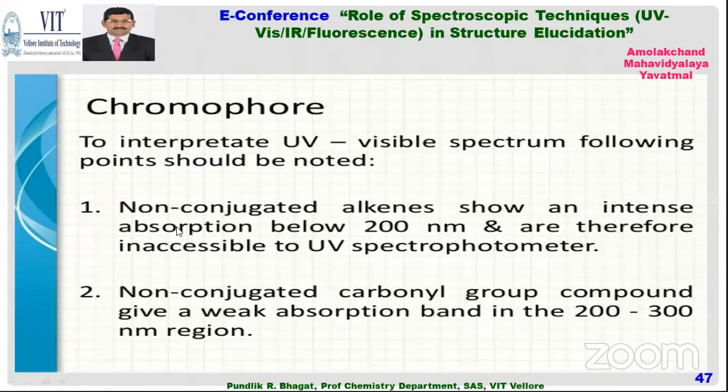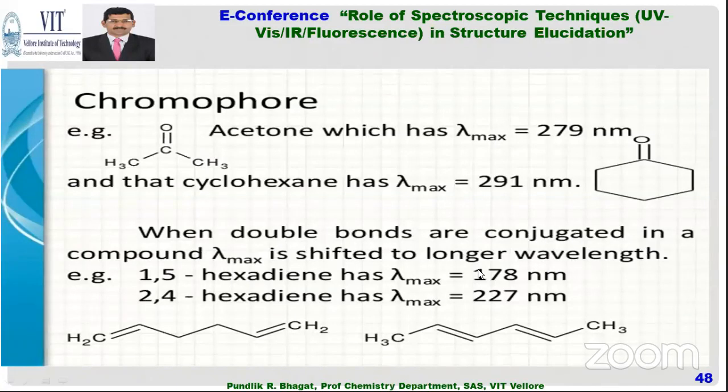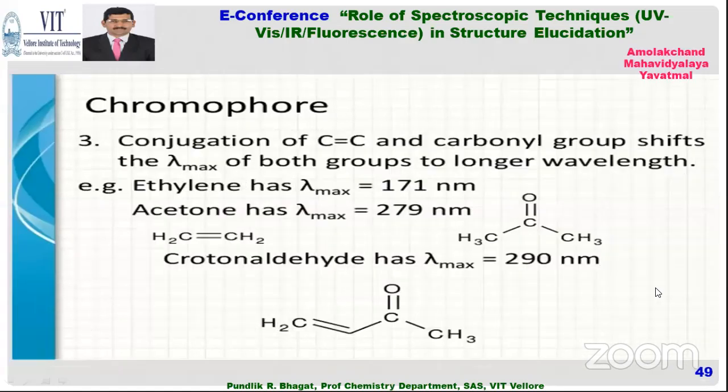Here it is given that non-conjugated alkene or non-conjugated carbonyl groups act as chromophores. Some examples are given here: 1,5-hexadiene and 2,4-hexadiene. Here the difference is found because of the conjugation system. The first, 1,5-hexadiene, is not conjugated, while the second is conjugated, which helps to increase the absorption. Similarly, another example is given here.